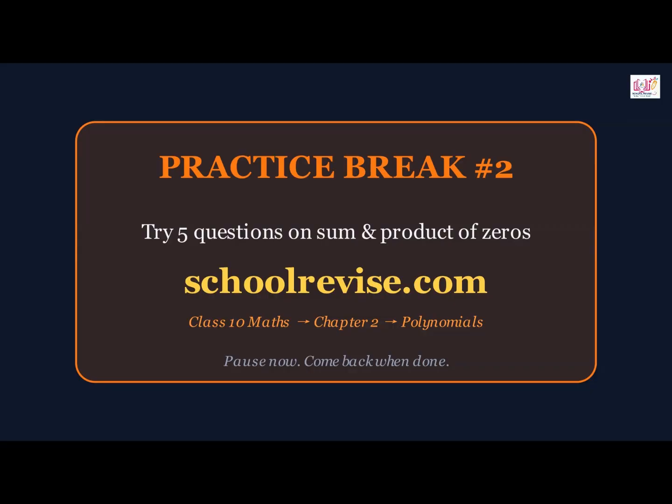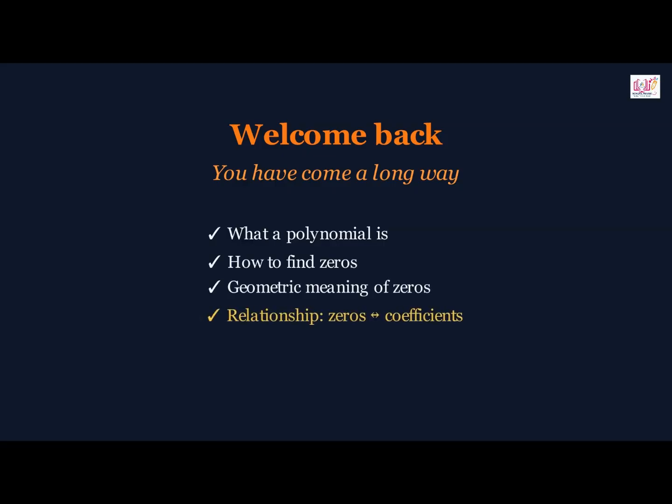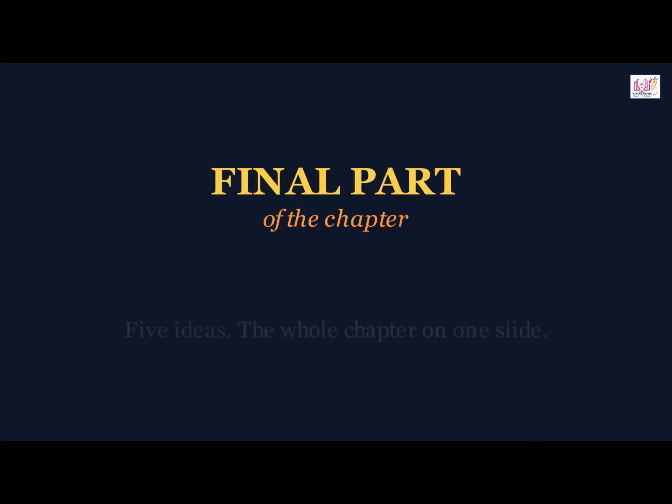Welcome back. You have come a long way. You now understand what a polynomial is. You know how to find zeros. You know the geometric meaning of zeros on a graph. And you know the beautiful relationship between zeros and coefficients. There is just one final piece of the chapter left. A short recap, a glimpse at what is coming next, and we are done. This is the final part of the chapter. Let us bring everything together.